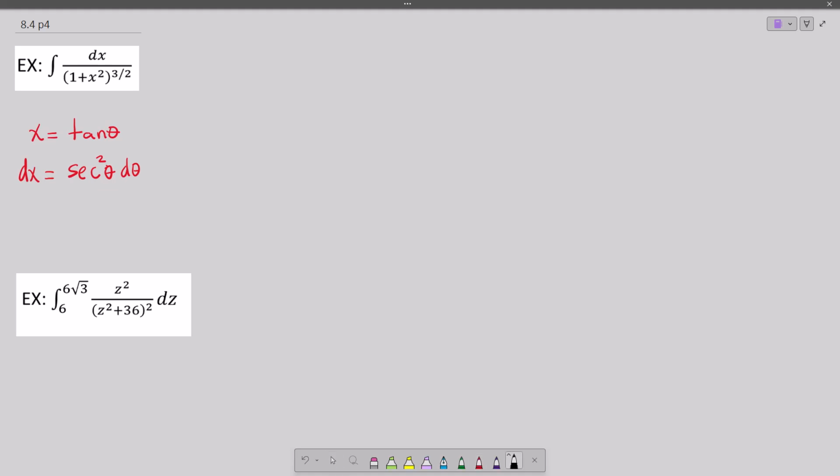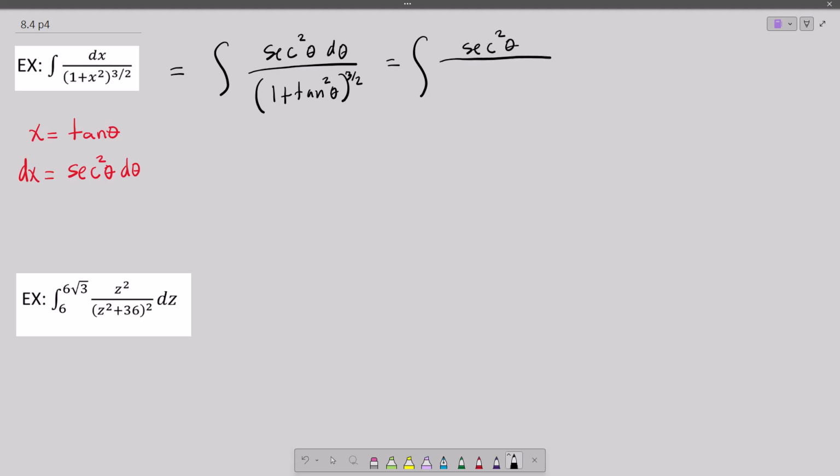So this is going to be the integral of, in the numerator we have dx, which is secant squared of theta d theta. In the denominator, we're going to have 1 plus tan squared raised to the 3/2 power. 1 plus tan squared, looking at our triangle, that's secant squared. So we're going to have secant squared of theta over secant squared of theta raised to the 3/2 power d theta.